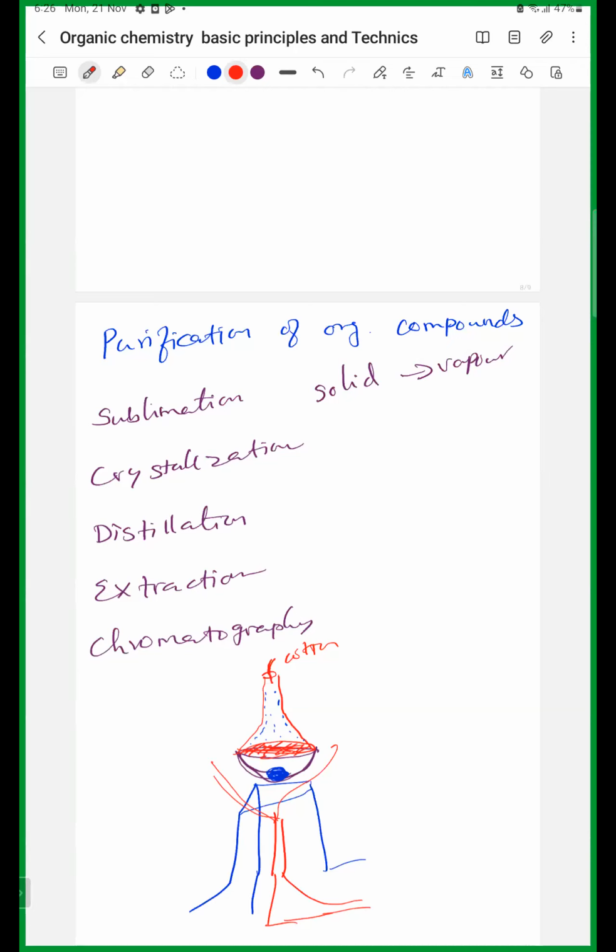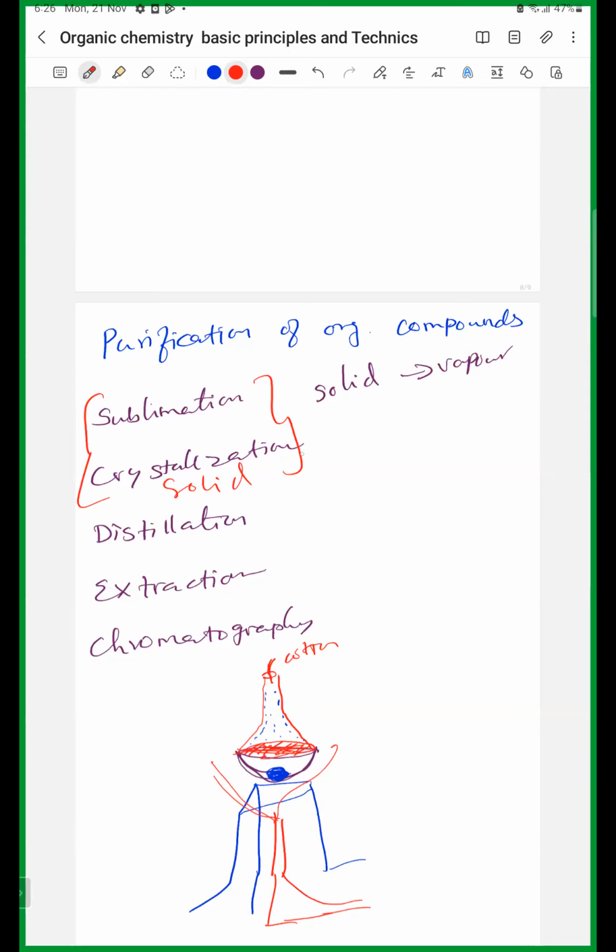So what does crystallization mean? You have to make it into a crystal. Whatever we are getting is in powder form, and the powder form we can convert into crystal. For that, you have to choose a suitable solvent. This method is most common for solids. Sublimation and crystallization are mostly for solid substances. So if the solid sublimes, you can go for sublimation. If it doesn't sublime, we can go for crystallization.